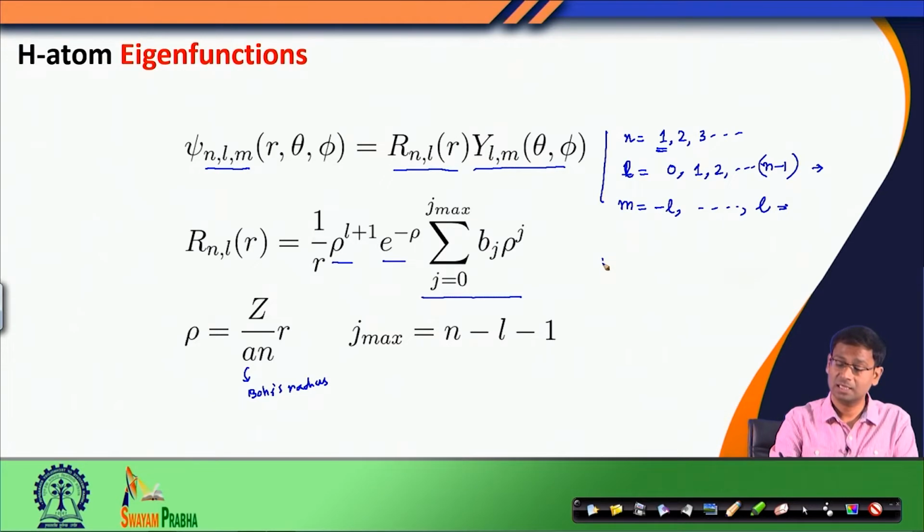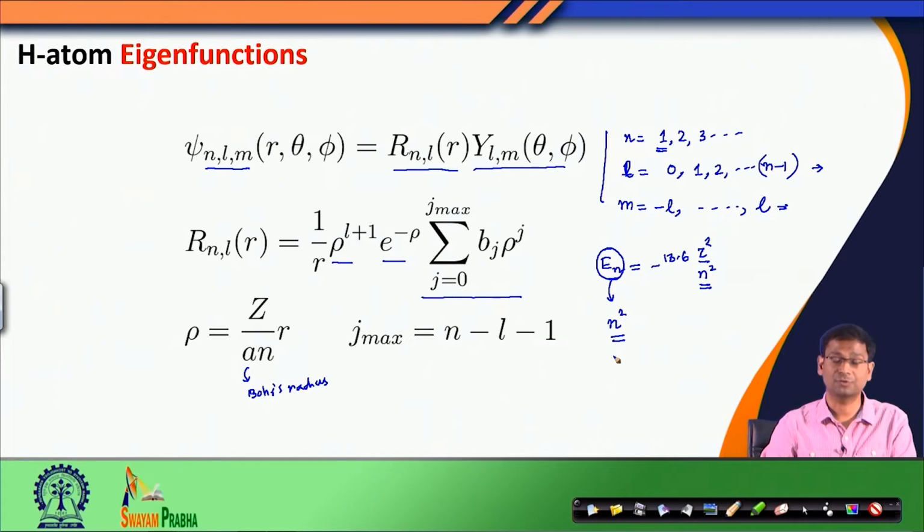Together, I see that for an energy level of E n, which was given as minus 13.6 z square by n square, the energy level depended only on the n quantum number, whereas for an energy level of E n, I have n square number of eigenfunctions possible. Now, we would discuss what these eigenfunctions are and how we can write them.